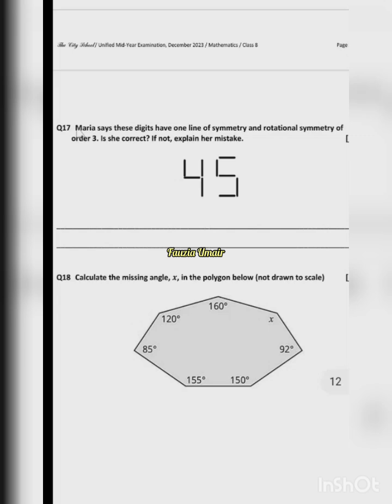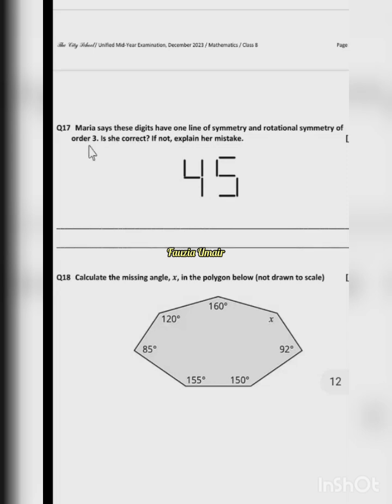Maria says these digits have one line of symmetry and rotational symmetry of order 3. Is she correct? If not, explain her mistake. All right, it's a 2 marks question in the paper. So Maria is saying that these digits are having rotational symmetry of order 3 and line of symmetry equal to 1. So what do you think? Is she right or wrong? Is she correct?